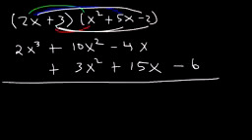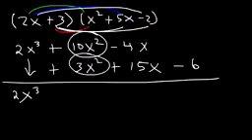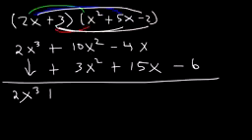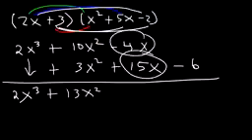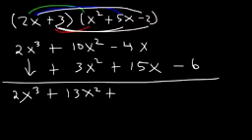Notice how I lined up the common terms. So there's nothing to add 2x cubed to, so we're just going to bring it down. 10x squared plus 3x squared, that's 13x squared. Negative 4x plus 15x is 11x. And then we could bring down the negative 6, so this is the answer.